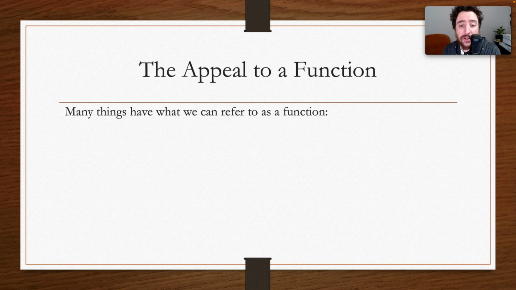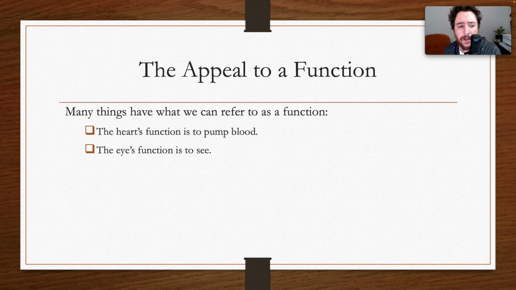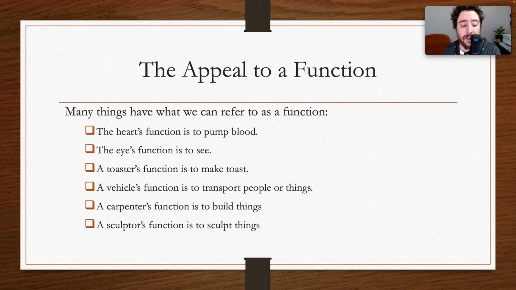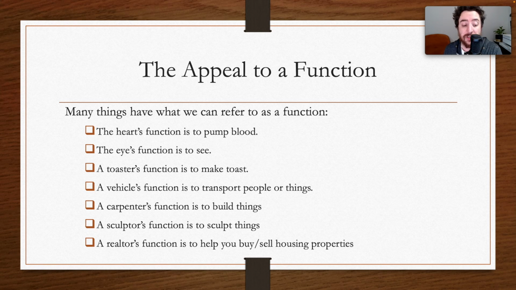Key to Aristotle's argument is going to be the idea of a function. There's many things in this world that have a function. The heart's function is to pump blood. The eye's function is to see. A toaster's function is to make toast. A vehicle's function is to transport people or things. Similarly, we can sometimes talk about people's function. A carpenter's function is to build things. A sculptor's function is to sculpt things. A realtor's function is to help you buy and sell housing properties.